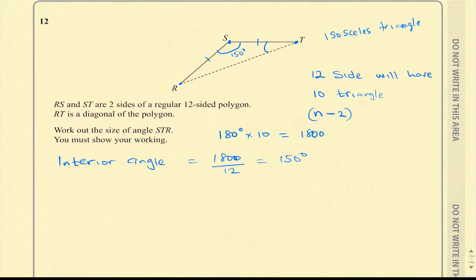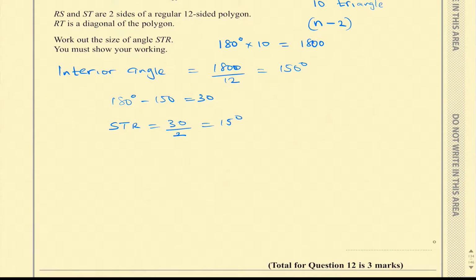So that means these angles here will be 180 degrees of a triangle minus 150, that will be 30, and so angle STR will be 30 divided by 2, and that will be 15 degrees. So that will be 15 degrees here and 15 degrees there. So that would be the angle here, 15 degrees.